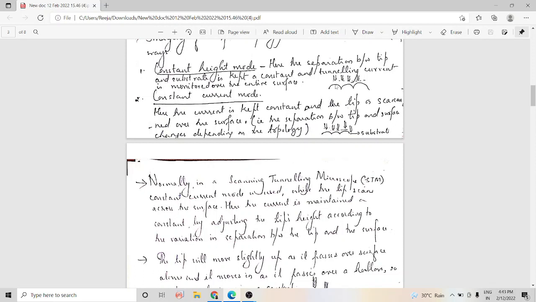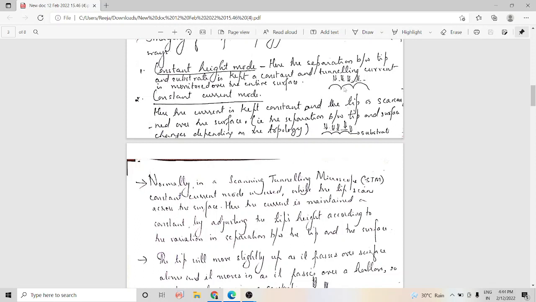The separation between the tip and the substrate is kept constant everywhere. It's kept continuously constant, and the tunneling current is measured in each case. So here, every time the tip is kept at a constant position, at a constant height. The metallic tip is kept at a constant height, and in each case the tunneling current is measured.